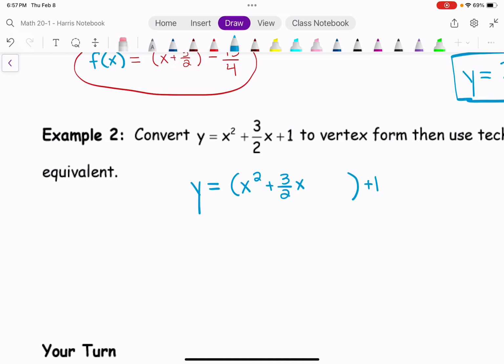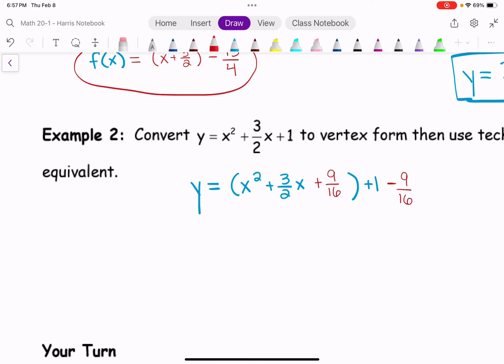Okay, I'm going to figure out what my c value is that's going to go here. So I have 3 over 2 divided by 2, which gives me 3 over 4. Then I'm going to square that, so I get a positive 9 over 16. Because I added 9 over 16 here, and there's no leading coefficient other than 1, I need to make sure I'm subtracting it on this side.